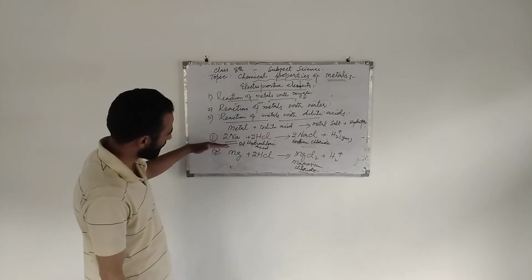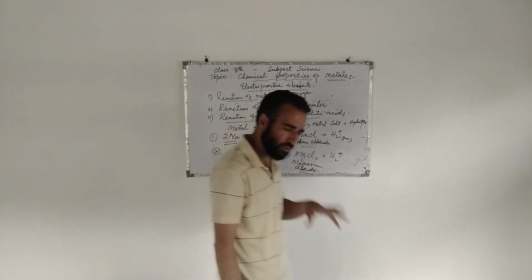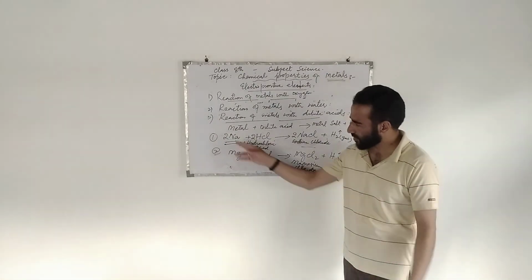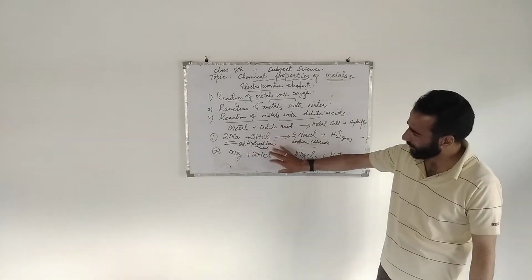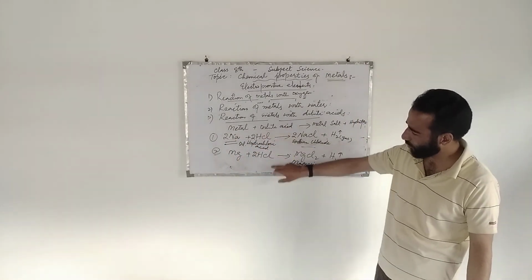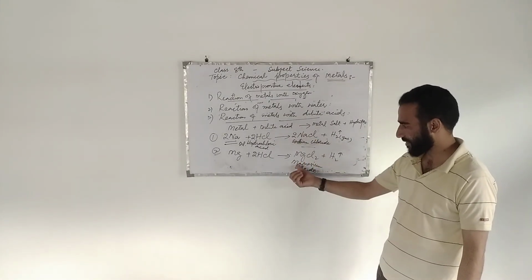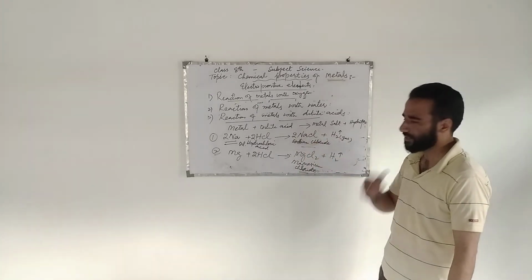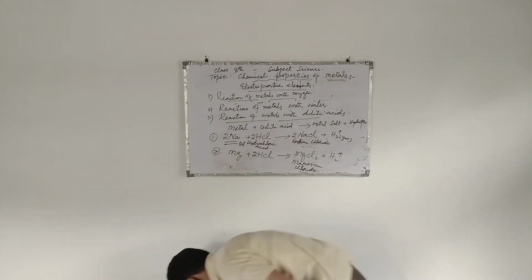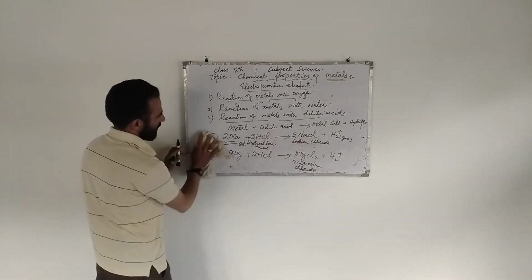Here we take the example of hydrochloric acid. We combine sodium and magnesium with dilute hydrochloric acid, and there is a formation of sodium chloride salt. There is also a metal salt, and there is a production of hydrogen gas. Some more examples related to this.